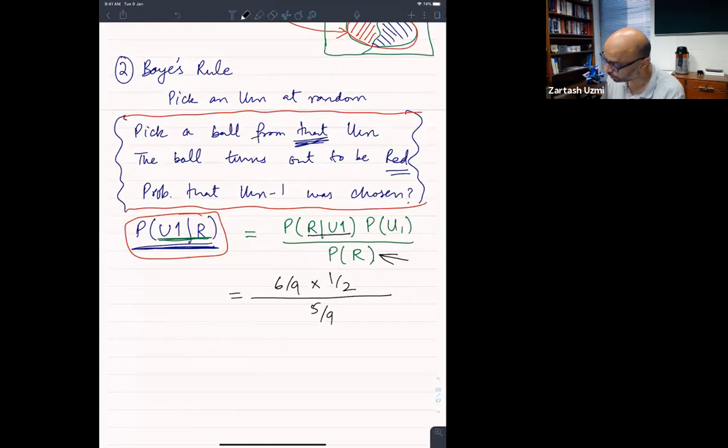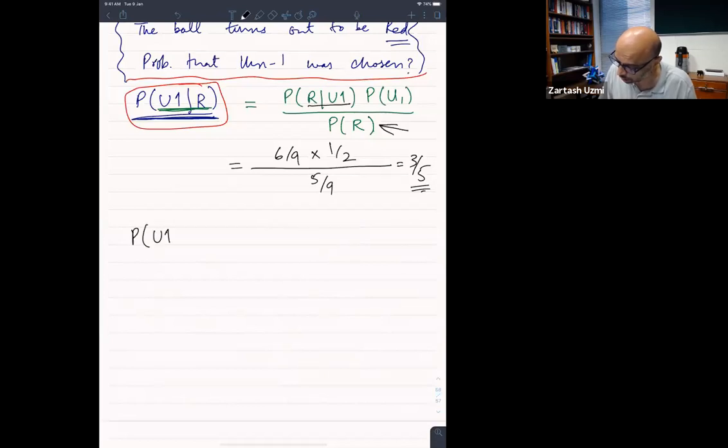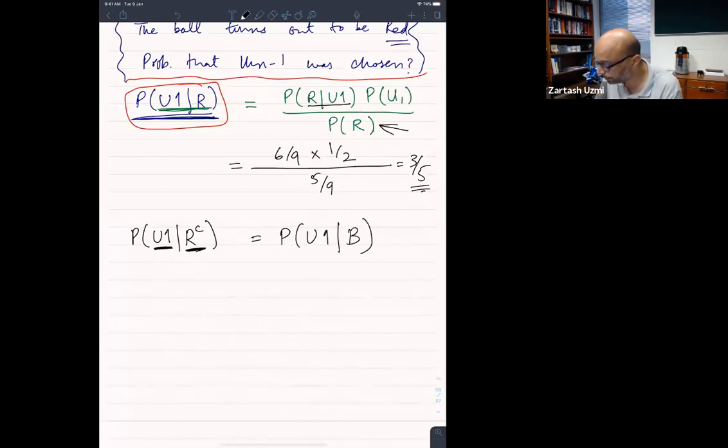So this turns out to be 3/5. Okay. I can ask all sorts of questions, like what is the probability of U1 given R complement, which means that if the red ball was not selected in the second part of the experiment, what is the probability that in the first part of the experiment you had EARN1 selected? What this really means is the probability that EARN1 was selected given that you had picked the black ball in the second part of the experiment.